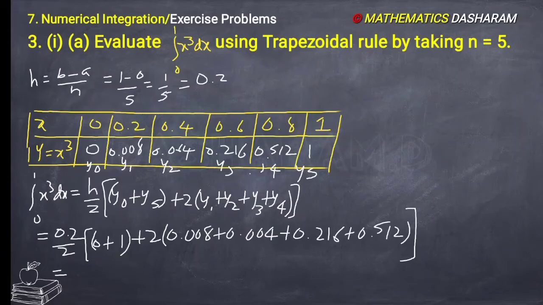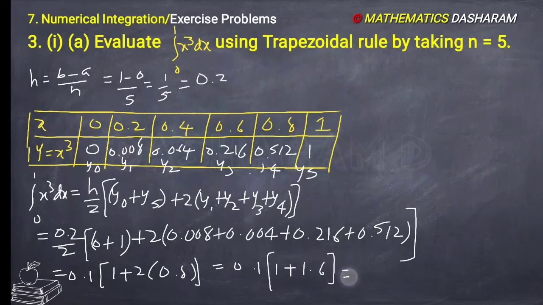So 0.2 by 2 is 0.1. Then 0 plus 1 is 1, plus 2 into, add all these numbers, so it is 0.8. It is equal to 0.1 bracket of 1 plus 2 into 0.8, which is 1.6. So 0.1 into 1 plus 1.6 is 2.6, so 0.1 into 2.6 is 0.26, which is our required answer.